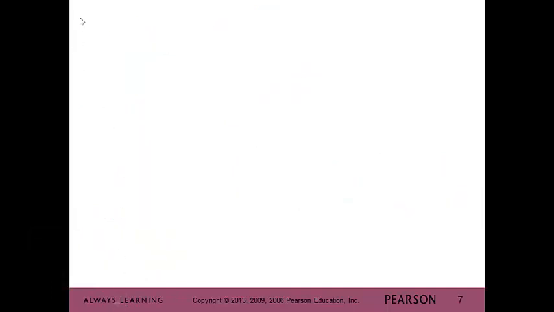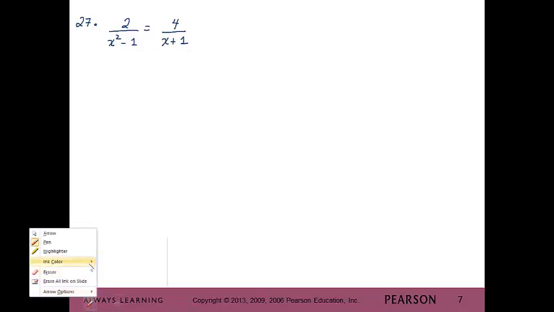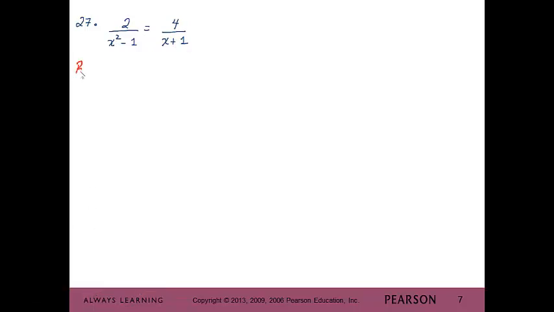Let's look at number 27. And we have 2 over x squared minus 1, and this is going to be equal to 4 over x plus 1. And let us start with our restrictions. So let's set each denominator not equal to 0. So x squared minus 1 cannot equal 0, and x plus 1 cannot equal 0.